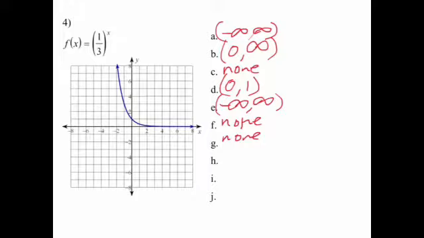But if it's not increasing anywhere, there's a good chance it's decreasing somewhere. Travel from left to right. Your function is going to keep going down and down and down and down. And so this one, the interval, goes from negative infinity to infinity.